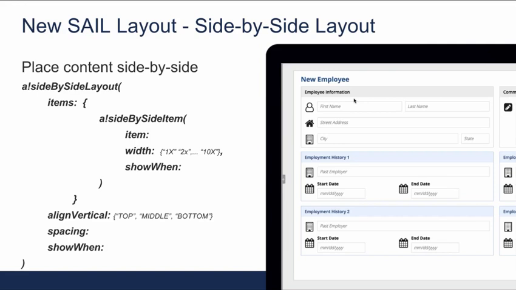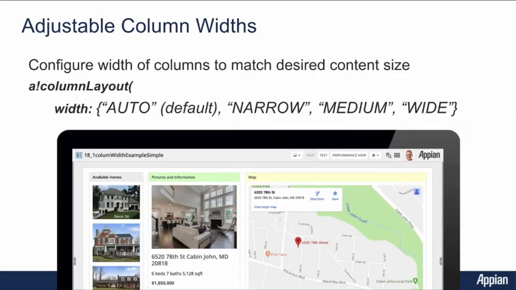You can also have alignment on vertical, so I can say top align, middle, or bottom align to adjust the content to maybe match the overall style more evenly.